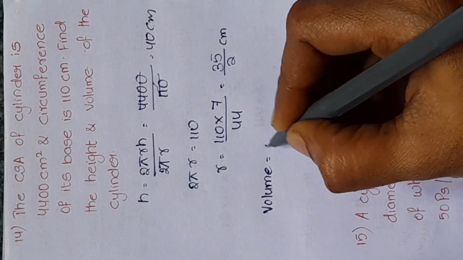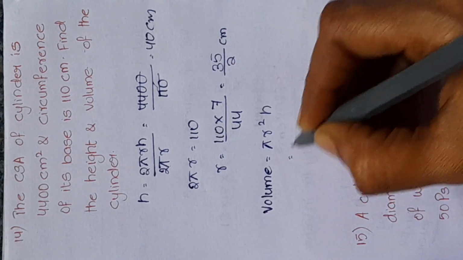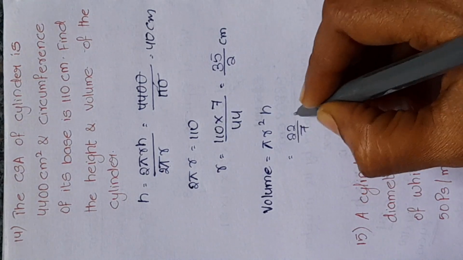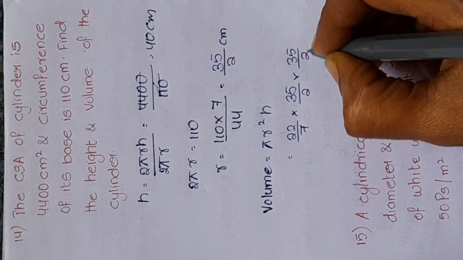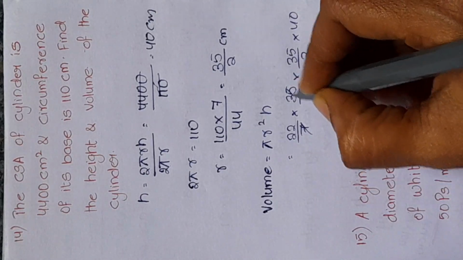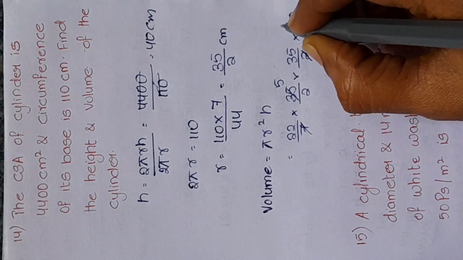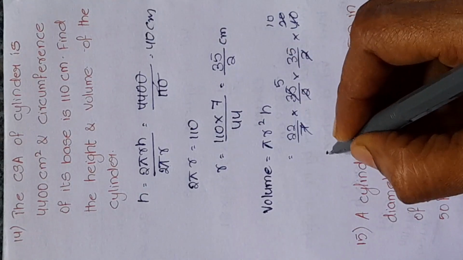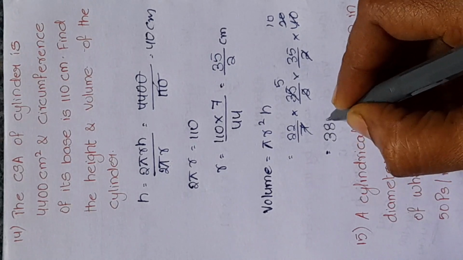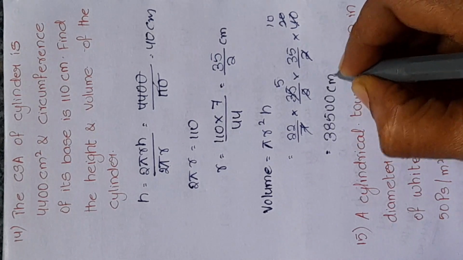Now we should find the volume, that is pi r square h. 22 by 7, the r value is 35 by 2 into 35 by 2 into 40. 7 ones, 7 fives. 2 ones, 2 twenties, 10 times. On multiplying all these values, we get the volume as 38500 centimeter cube.